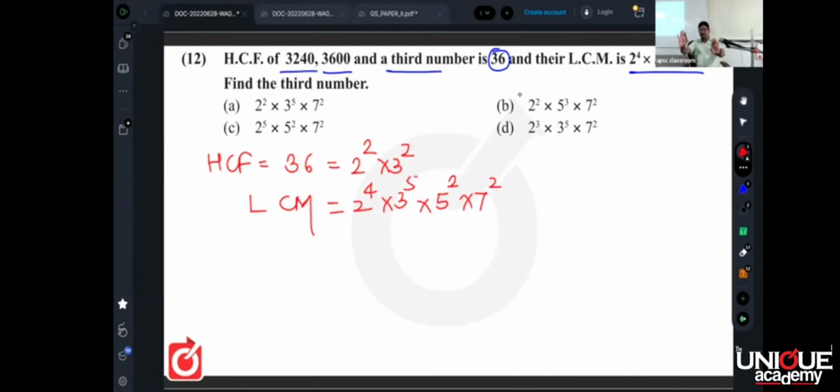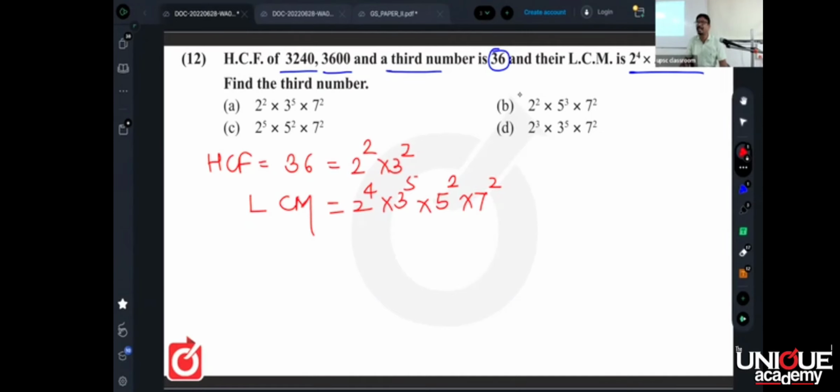Now listen. We are going through the options directly. Whatever you know regarding this: HCF has bases which are common in all, only common in all, and LCM has all bases, meaning in LCM we take a base even if it is present in at least one of the numbers. Now here, HCF being 2 square into 3 square, the HCF has bases 2 and 3. These happen because these are common in all. Common in all means in the required number also. So in the required number we must get 2 and 3 as bases. Are you getting me? 2 and 3. Is it clear? So 2 and 3 must be the bases in the required number.